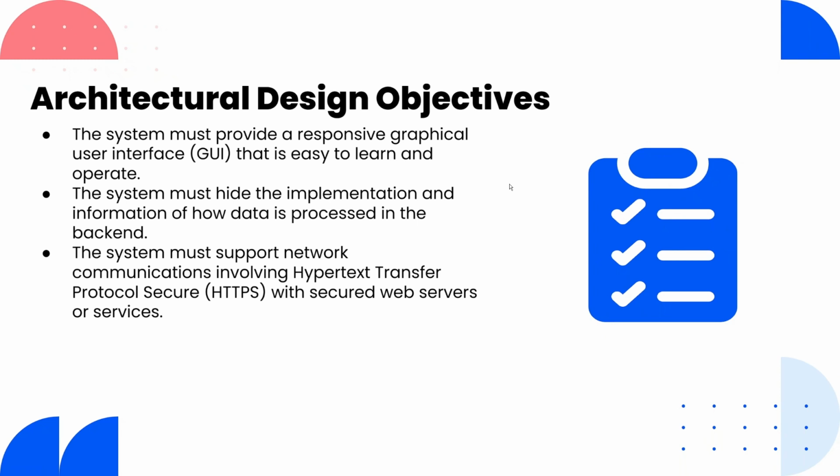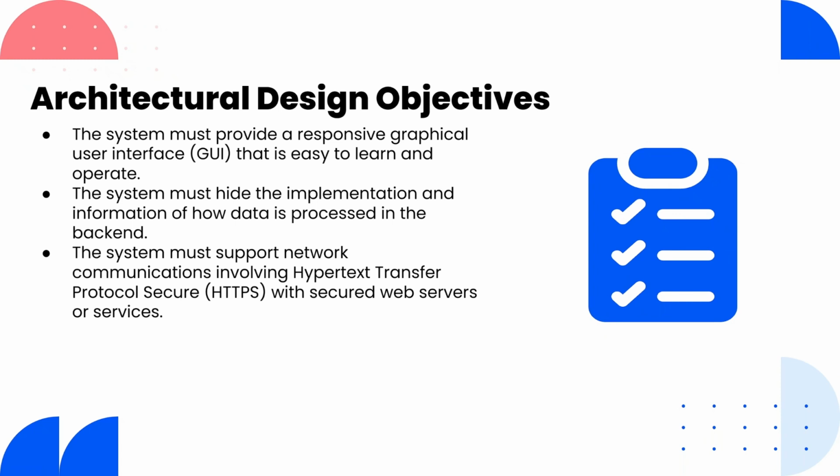The architectural design objectives are as follows. The system must provide a responsive graphical user interface that is easy to learn and operate. And the system must hide the implementation and information of how data is processed in the backend. So, for example, it should hide the database implementation in our system.